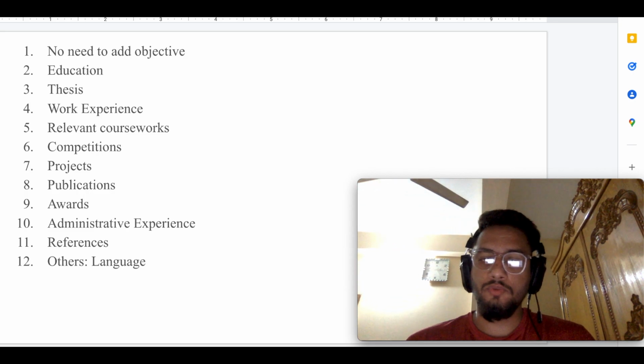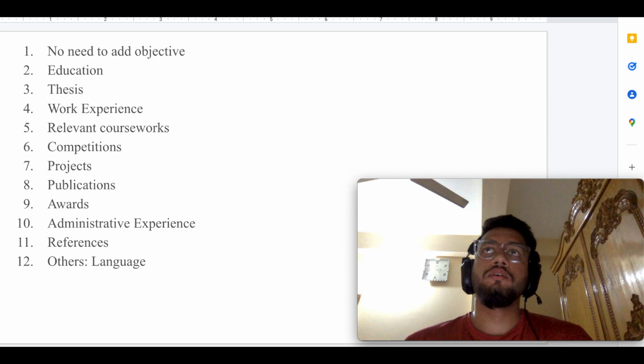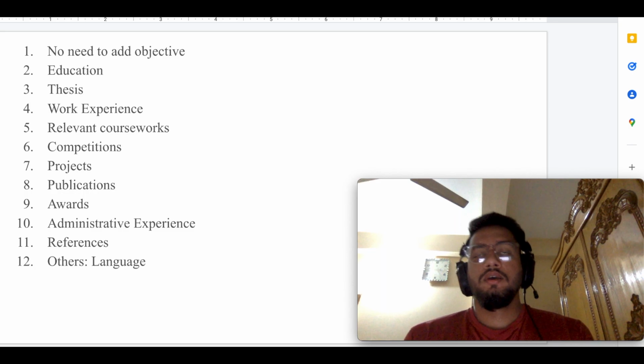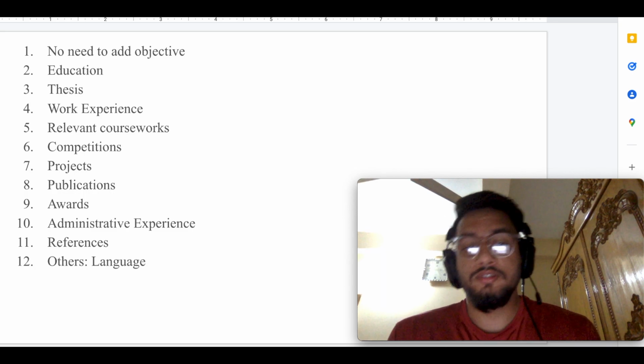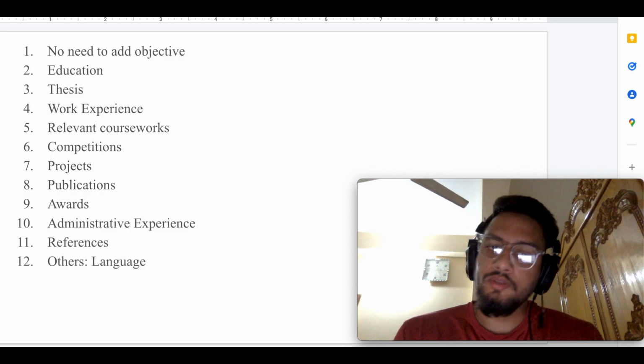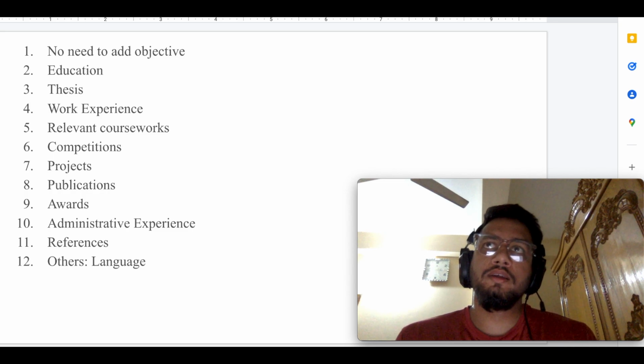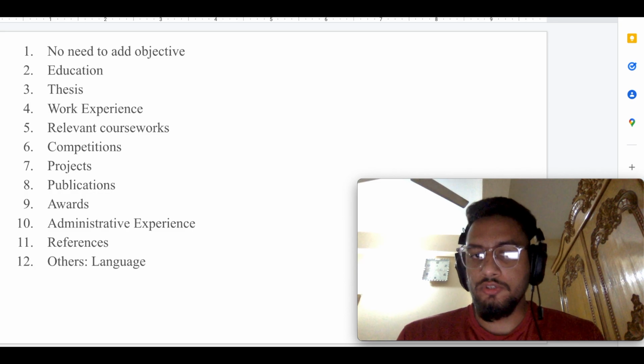Same thing goes with the project. You can add different open source contributions and the individual projects or group projects in this project section. You also should add your contribution section in those projects.